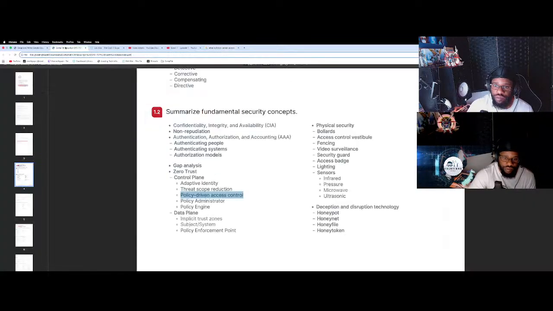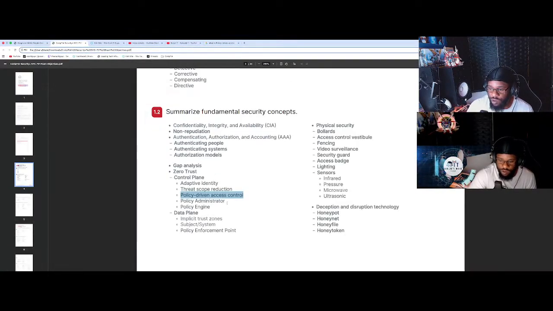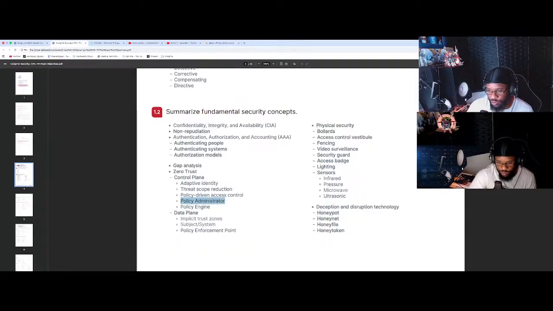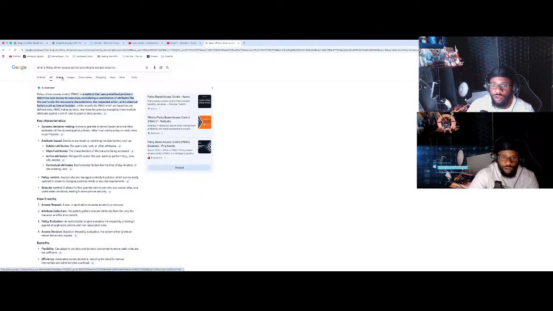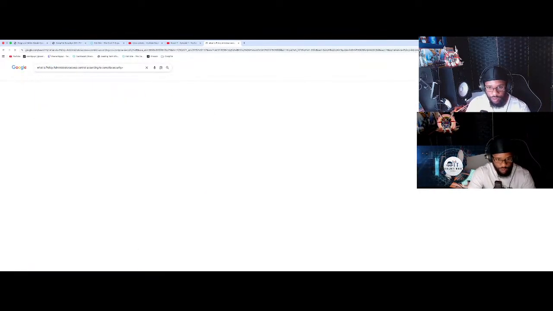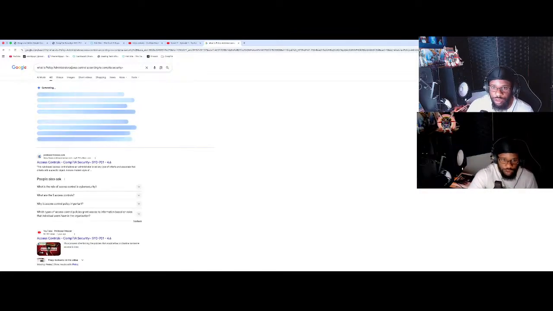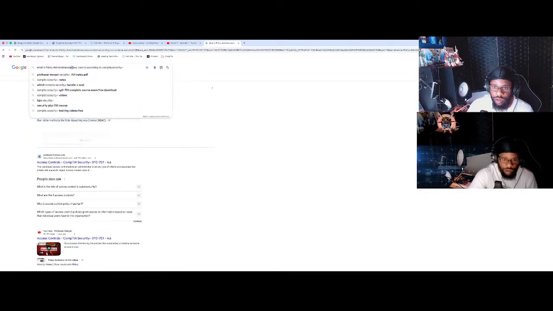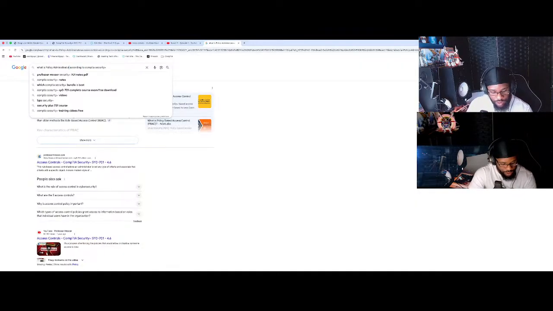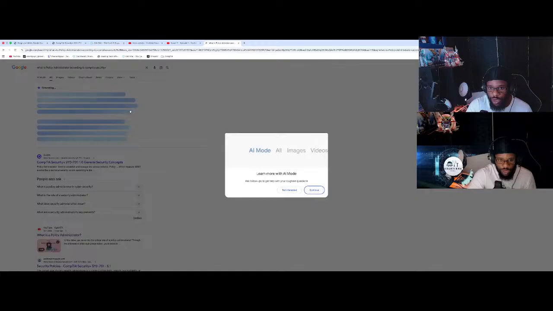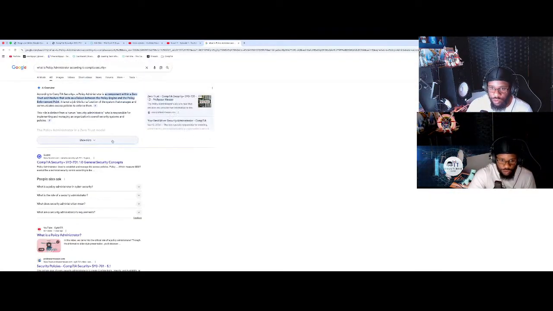Policy administrator. So you can think of that, I think, like a system administrator, where they actually go in and administer all the policies. So what is a policy? What is a policy administrator according to Security Plus?